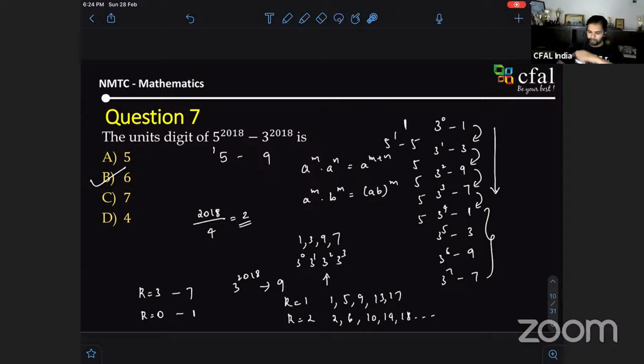Similarly, 6 is such a number. 6 square is 36, and if you multiply again, it is always 6. Whatever power you raise it to, the last digit is always 6. Similarly 0. For the other numbers, please try at home. After the class or tomorrow, sit down and check the pattern for 2, 3, 4, 5, 6, all the numbers from 1 to 9. Each of the numbers will give you a pattern.